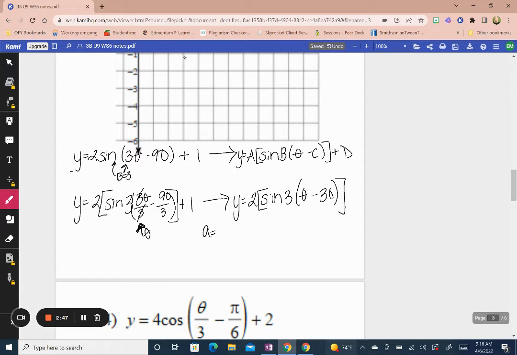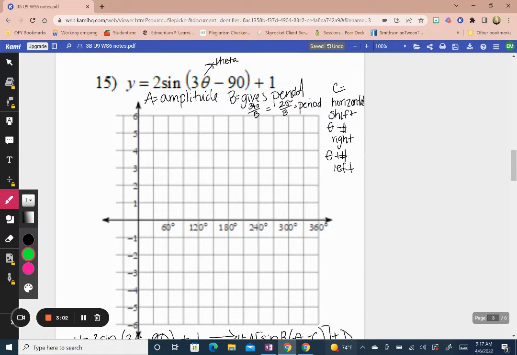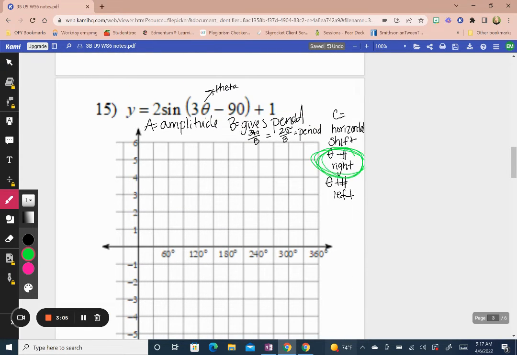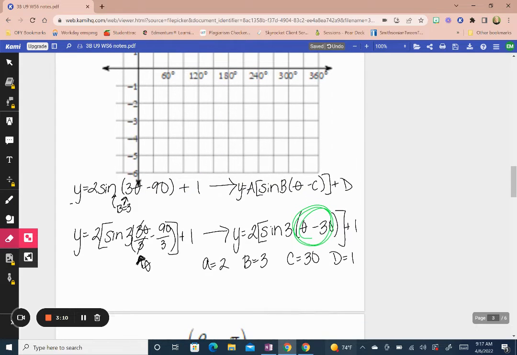So our a is 2, our b is 3, our c is 30, and our d is plus 1, which is just 1. See how it says minus 30 right here? I'm going to go ahead and use a marker real quick. If it's theta minus a number, then we're going to be going to the right. So make sure to keep that in mind, that we're going to be moving to the right by 30 degrees. And then when it's positive, we're going up. And if it's negative, we're going down. So we're going to the right and up.